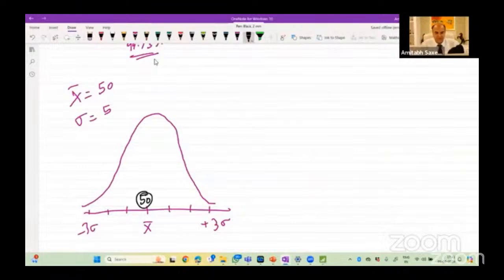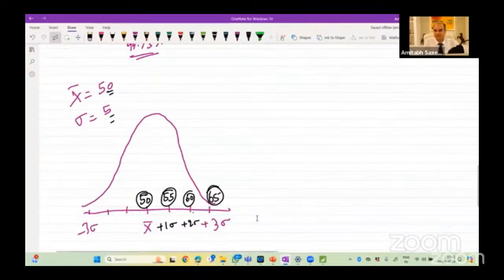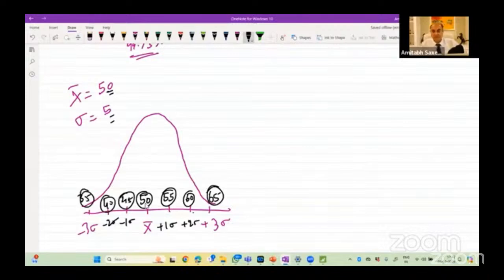This is 50. 1 standard deviation, 2 standard deviation, and 3 standard deviation. So 1 standard deviation will be 50 plus 5, which is 55. 2 standard deviations will be 50 plus 2 times 5, which is 60. And what would be the 3 standard deviation? Can you tell me? 65, right? So most of you gave the right answer, 65. Thank you, doctor. And thank you, everyone. And here it will be 45. This will be minus 1 times standard deviation, minus 2 times standard deviation, 40, and 35. So 35 to 65.